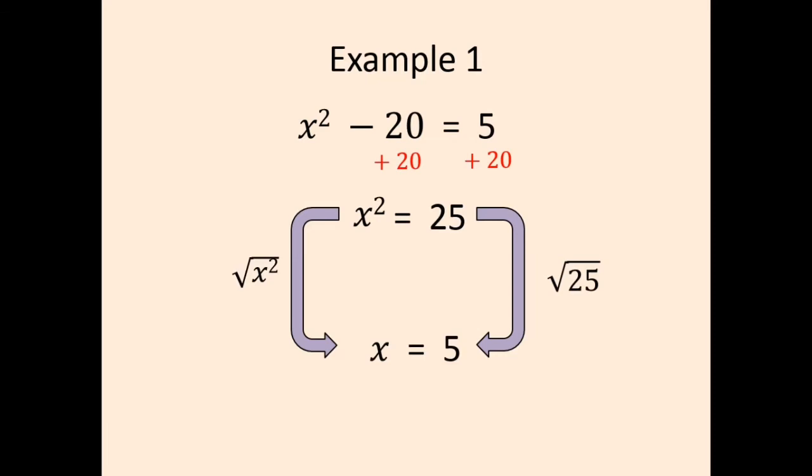Is that my final answer? No, it's not. There's one more. So x is equal to 5 or what else? x is equal to minus 5. Why? Because 5 times 5 is 25, but minus 5 times minus 5 is also 25. Please make a note of this and copy down this example.